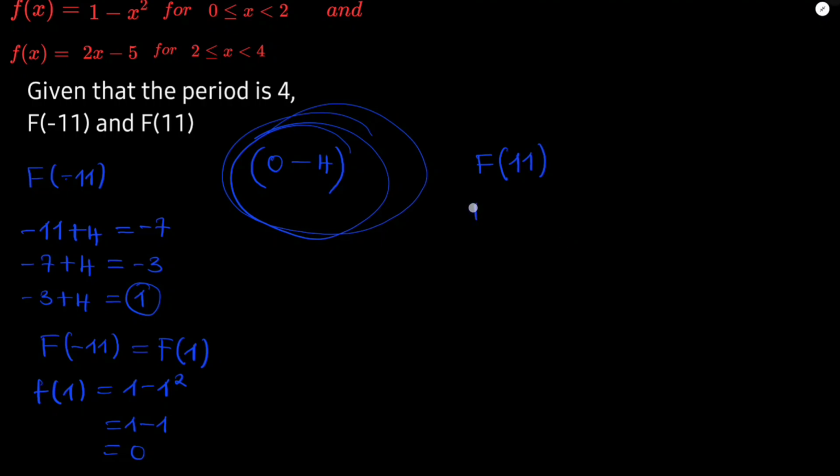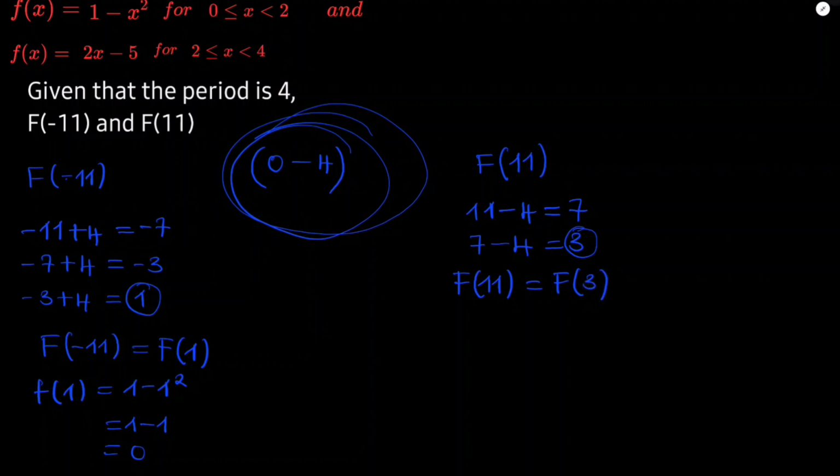Let's take the first case. 11 minus 4 gives us 7. Let's go to our range. Is 7 in the range 0 to 4? No, 7 is greater than 4. So we subtract again. 7 minus 4 gives us 3. Is 3 in the range 0 to 4? Yes, 3 is in the range 0 to 4. So 3 is our number. So we can say that f of 11 is equal to f of 3.